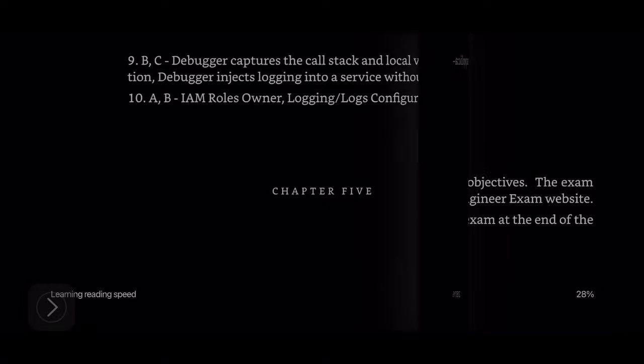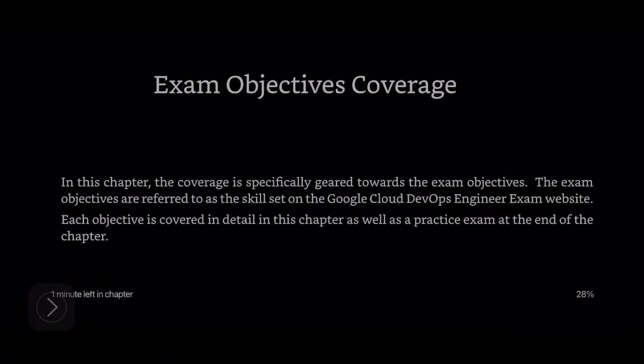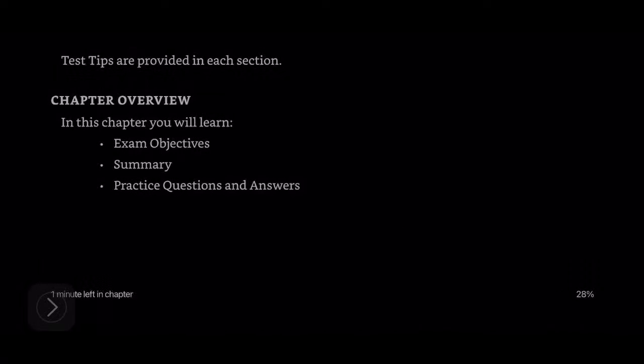Chapter 5. Exam objectives coverage. In this chapter, the coverage is specifically geared towards the exam objectives. The exam objectives are referred to as the skill set on the Google Cloud DevOps Engineer exam website. Each objective is covered in detail in this chapter as well as a practice exam at the end of the chapter. Test tips are provided in each section. Chapter overview. In this chapter you will learn exam objectives summary, practice questions and answers.